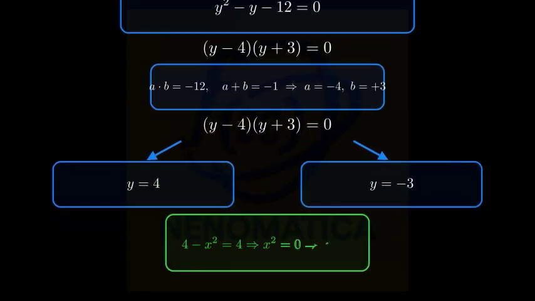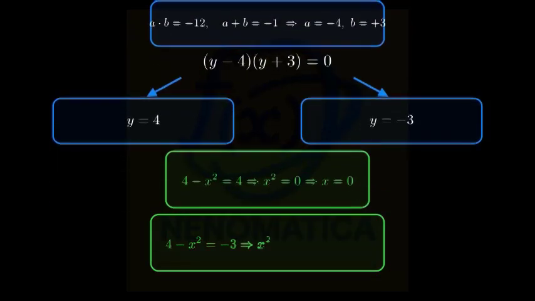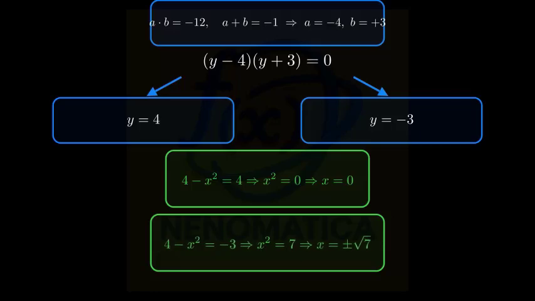Case 1. If y = 4, then 4 - x² = 4, which gives x² = 0. So x = 0. Case 2. If y = -3, then 4 - x² = -3. So x² = 7, and x = ±√7.